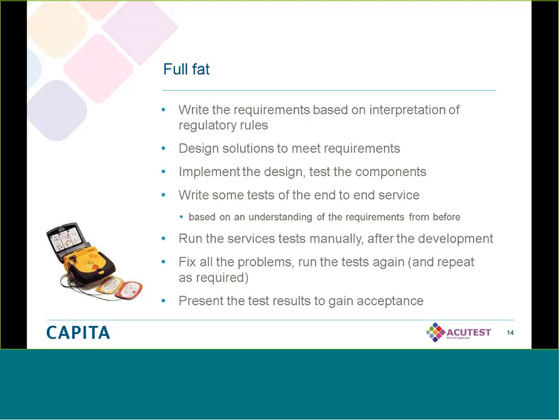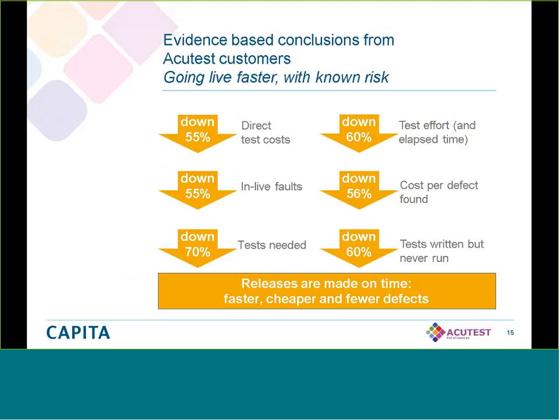So when we look at the choices of using the leaner models, the semi-skimmed or the skim milk approach, we see people going live faster. We see people in the top left-hand corner spending less money on testing efforts because they've got things right early on. We see the number of in-life faults introduced by the change down by more than half. A really exciting thing. We see the costs of defects and the tests needed all falling. So we're making a real change in that domain here.